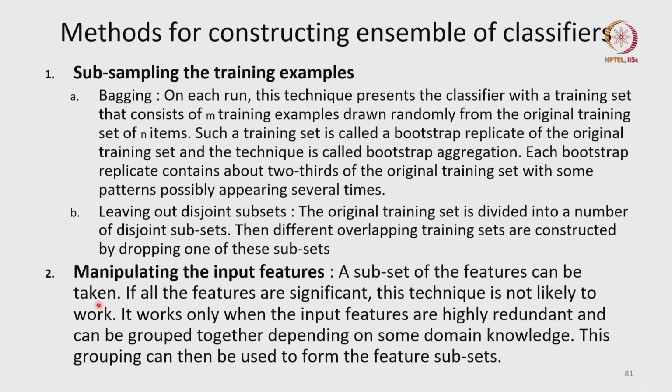The second method is manipulating the input features. So, what you can do is take a subset of the features. Suppose you have D features F1, F2 up to Fd. You can say that you will take maybe 2/3 of the features and leave out the rest. So, each time you use different features, and when you use different features, you get different hypotheses basically.